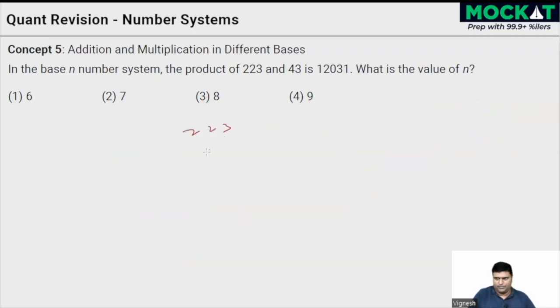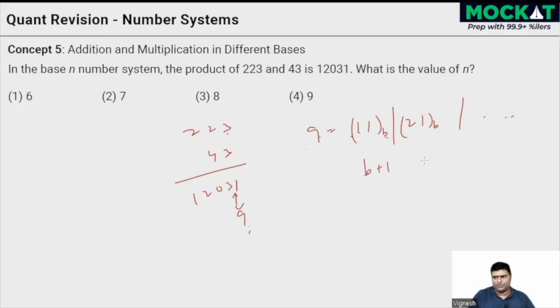So 223 into 43, 12031. But when I multiply, if I'm getting a 9, we stop here. In this number system, we wrote 1 and 1, something carryover. It could have been 11 with 1 and 1 carryover. It could be 21, 1 with 2 carryover, and so on. So any of these are possible. If these are going to be equal to 9 in our base, then expand it to convert to our base: b plus 1, 2b plus 1, and so on. If b plus 1 is 9, b is 8. 2b plus 1 is 9, b is 4. Not possible from here on. B equals 8 has to be the answer here.